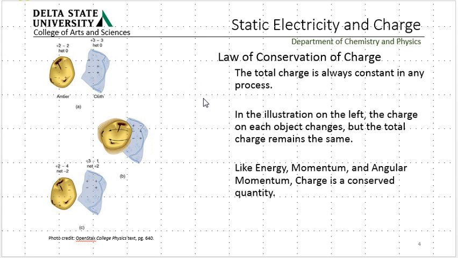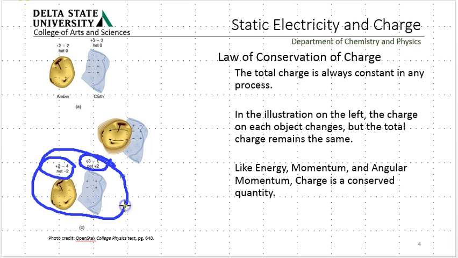Charge is conserved. If we have a neutral object and another neutral object, and we somehow get them to exchange some charge, in the end there might be some net charge on one of them. Like this one has a net minus 2, and this one has a net plus 2. But if you look at the whole, the net is still 0. Charge remains conserved.